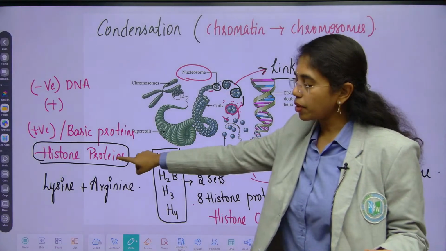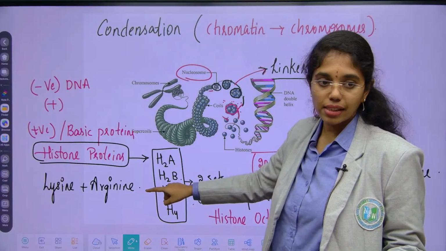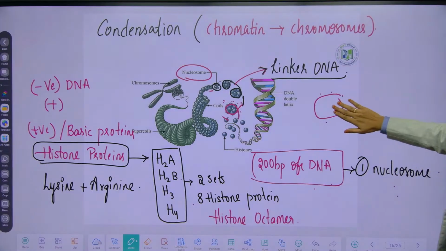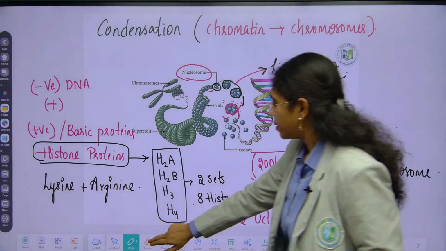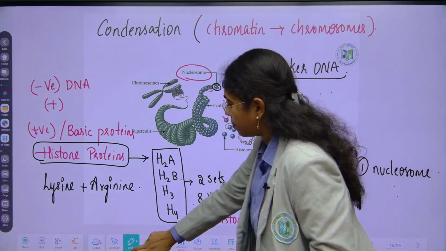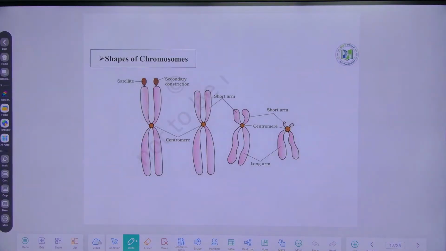What are those basic proteins? What are the amino acids present inside them? How much amount of DNA can you see in a single nucleosome? You have to remember. Clear, right? Clear? Everybody? Yeah. This is about condensation.